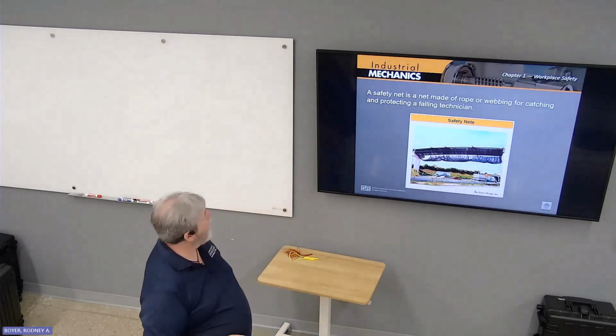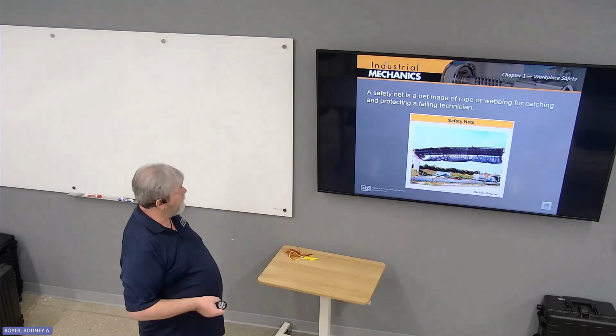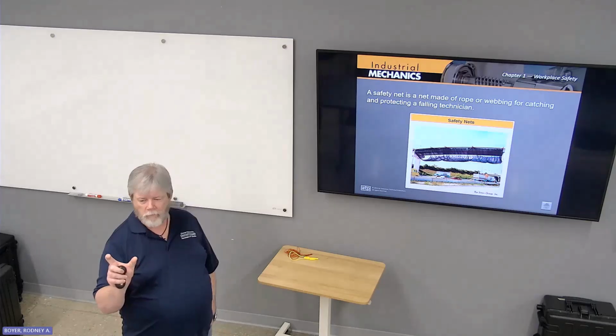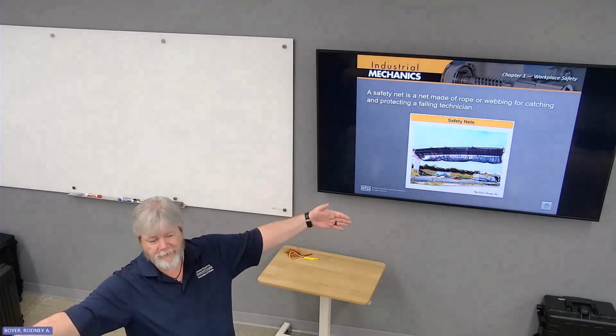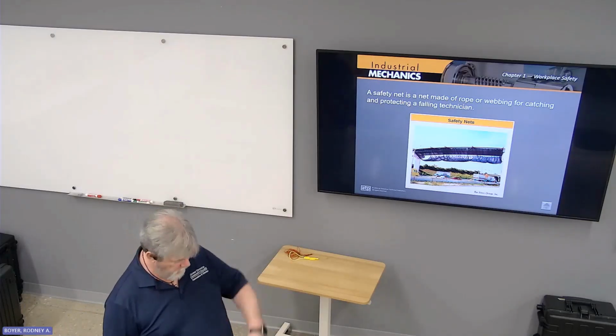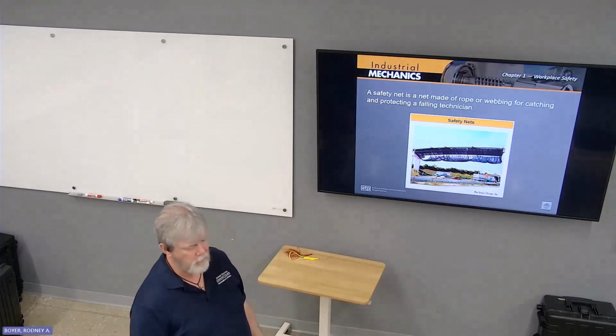Safety nets are made out of rope or webbing for catching and protecting a falling technician or falling debris. The maximum opening on the holes in the net is 6 inches by 6 inches, which is good enough for catching a person, but not necessarily falling debris. And then the higher you go, the wider the net has to be. Apparently, whenever you fall off the edge, instead of falling straight down, you're going to fall outward. OSHA says that the higher you are, the wider it's got to be.